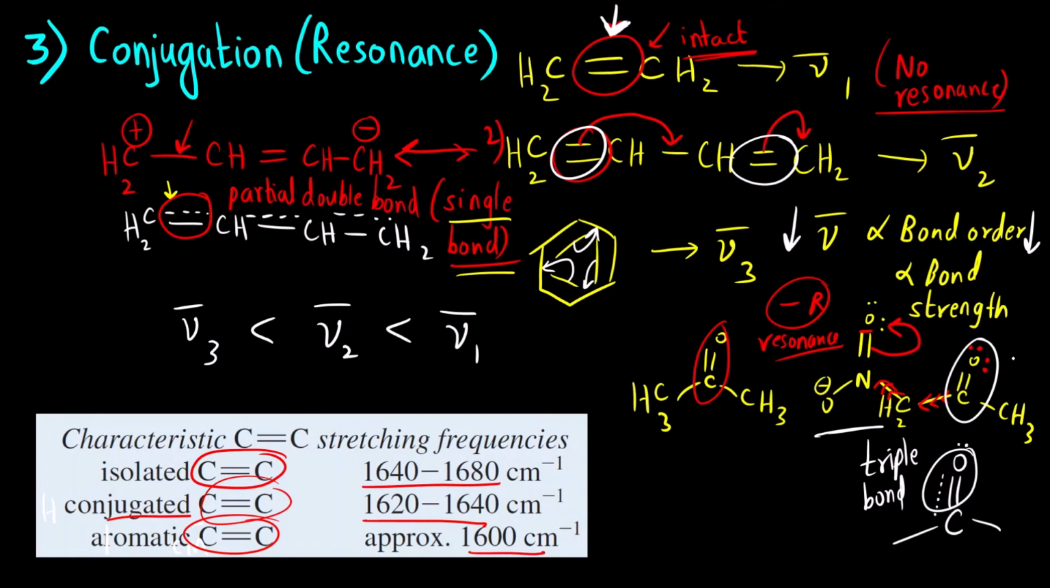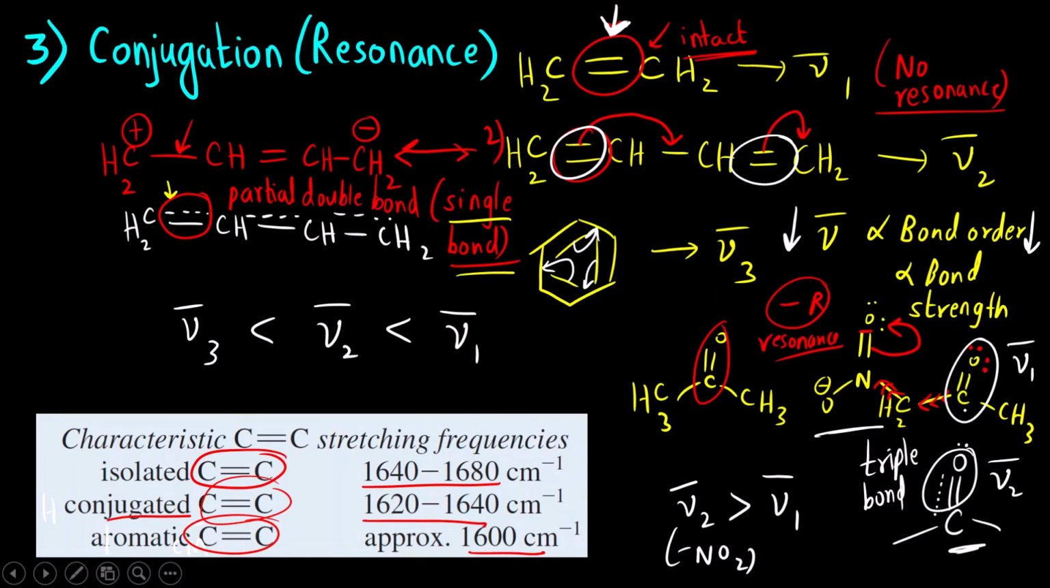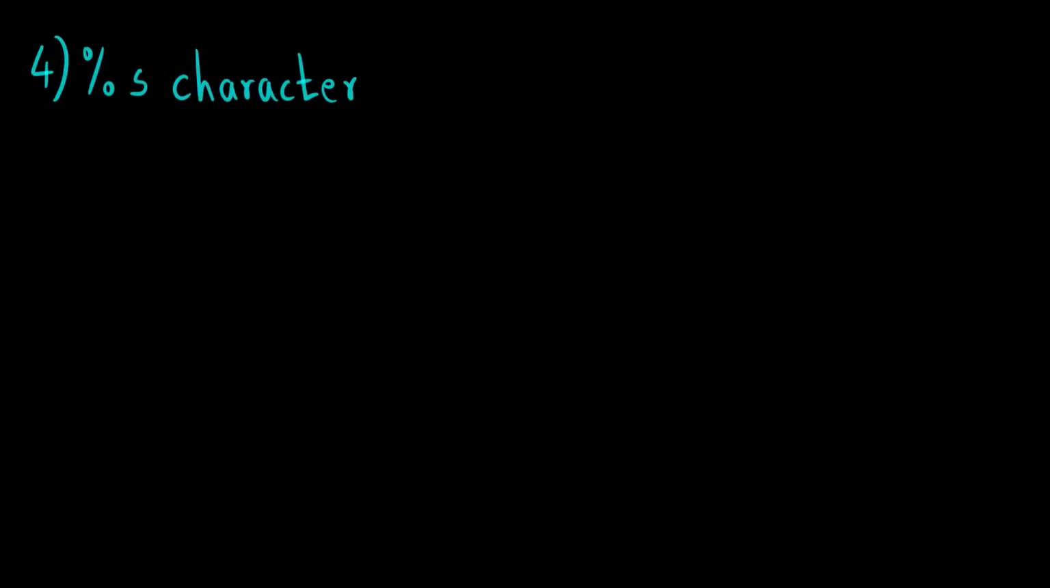Let's say this is nu1 and this is nu2. Which one will be higher? Here bond order is higher. So in case of the second compound, where nitro group is attached, the stretching frequency will be higher as compared to the acetone. For acetone it was nu1, so nu2 will be greater than nu1. I hope you have understood this third factor, that is resonance.